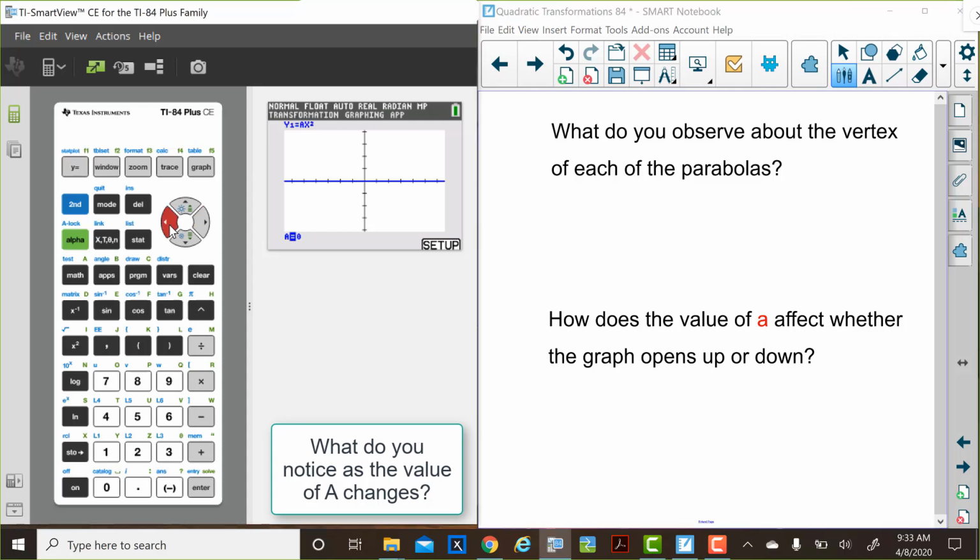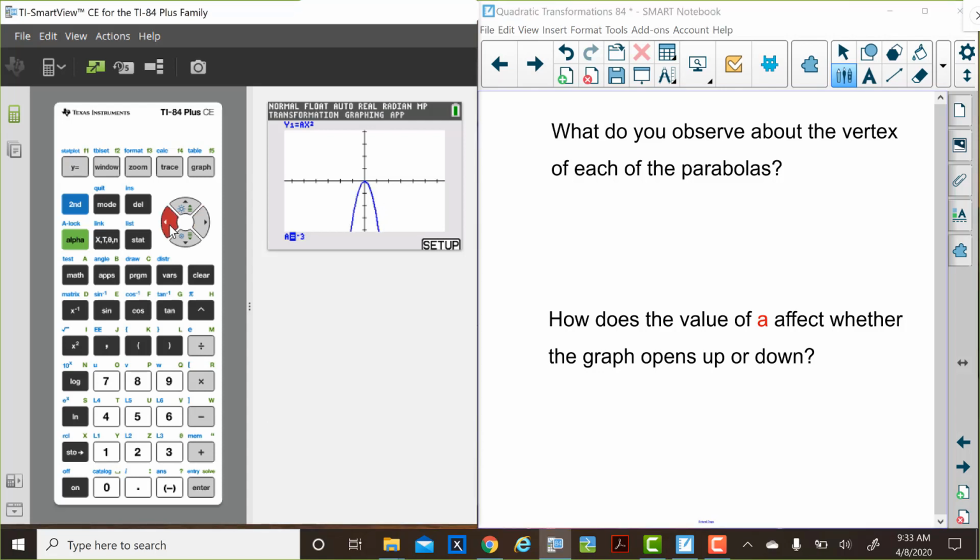So while these values are being changed, think about the two questions over to the right-hand side of your screen. What do you observe about the vertex of each of these parabolas? And how does the value of a affect whether the graph opens up or down? Please pause your video and answer these questions, and then restart the video and we'll discuss your solutions.